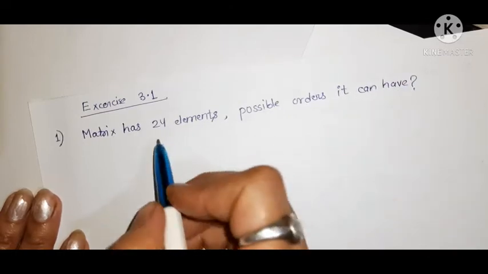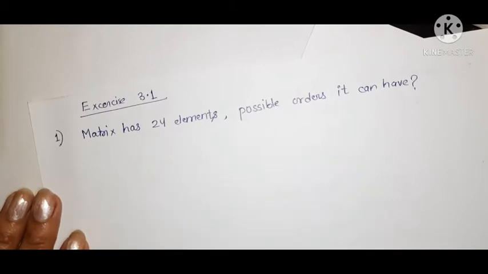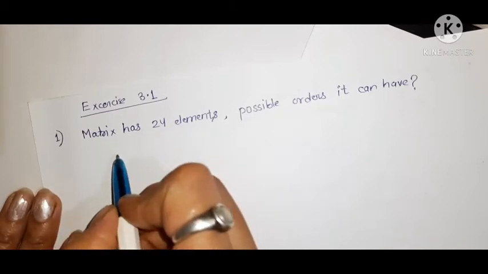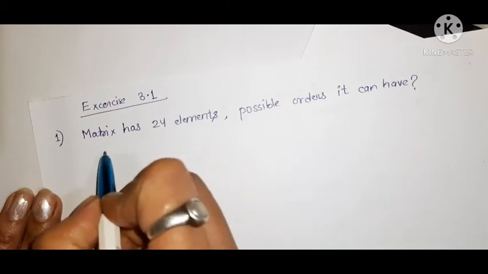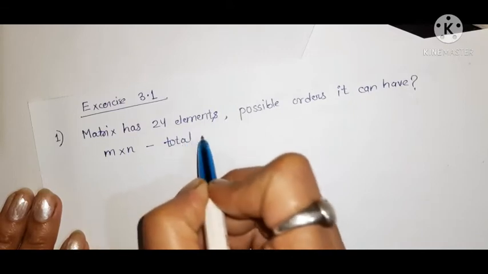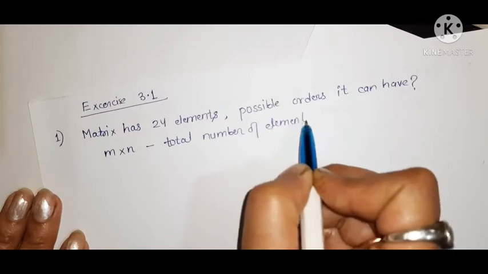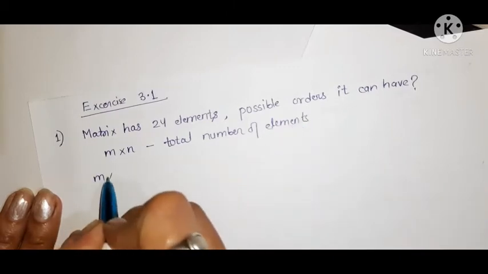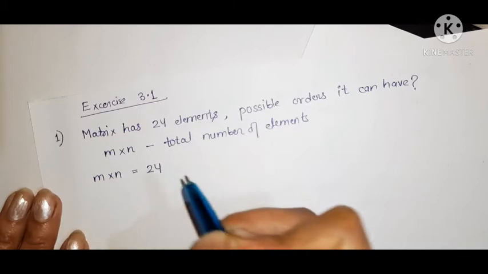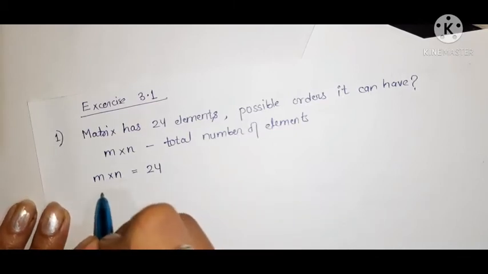So we are given that the total number of elements in a matrix is 24 and we have to find out the possible orders. We have studied that the total number of elements can be found by multiplying the number of rows and the number of columns. Means m into n will give the total number of elements. So here m into n is equal to 24. We have to find the possible values for m and n.